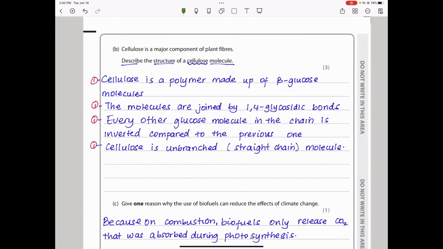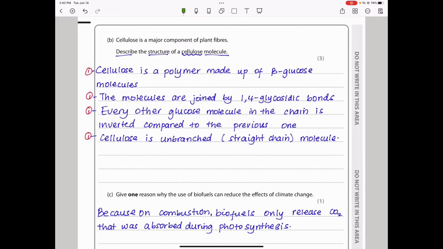I'll go to the next part. It says, cellulose is a major component of plant fibers. Describe the structure of cellulose molecules. Now, cellulose is basically made up of beta-glucose molecules. One glucose molecule is joined to another glucose molecule and then another, making a polymer. So again, cellulose is a polymer made up of only beta-glucose molecules.